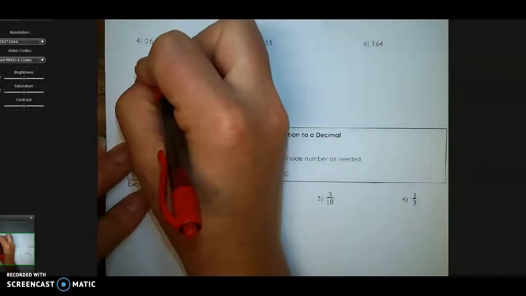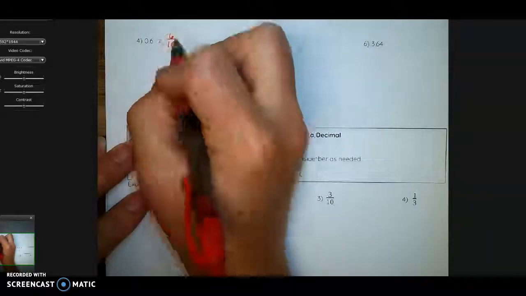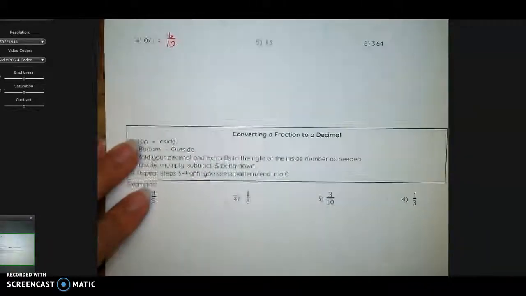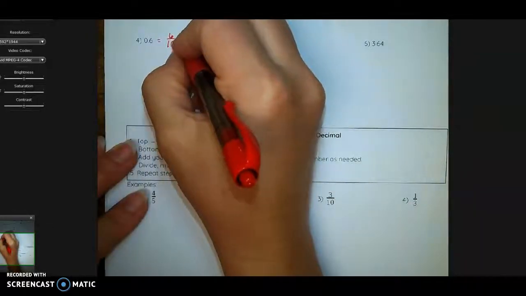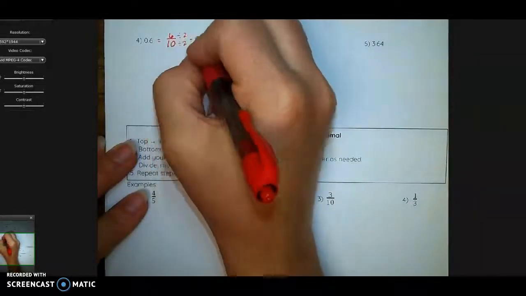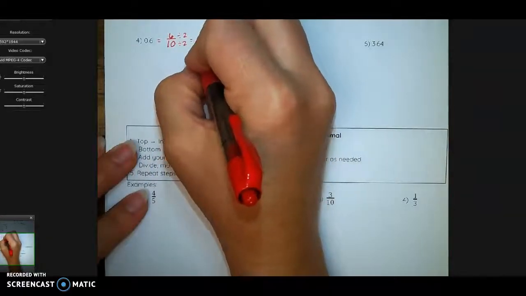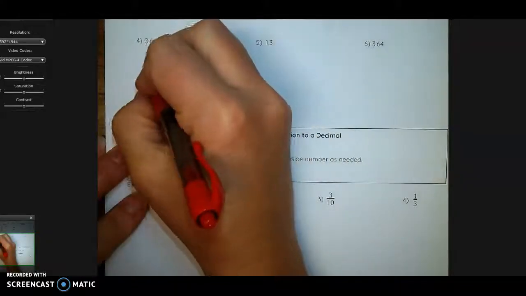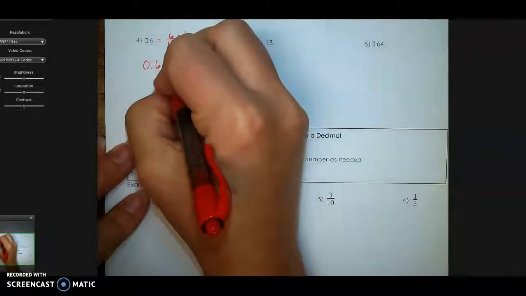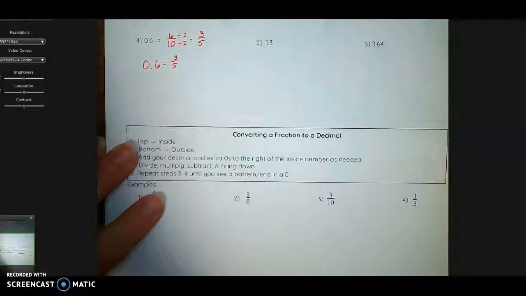Moving down here, I've got 6, and it's in the tenths place. Sorry, the focus keeps going in and out there. And I know I can divide those both by 2 because they're even numbers. And so I get 3/5. So that means 6/10 is equivalent to 3/5.